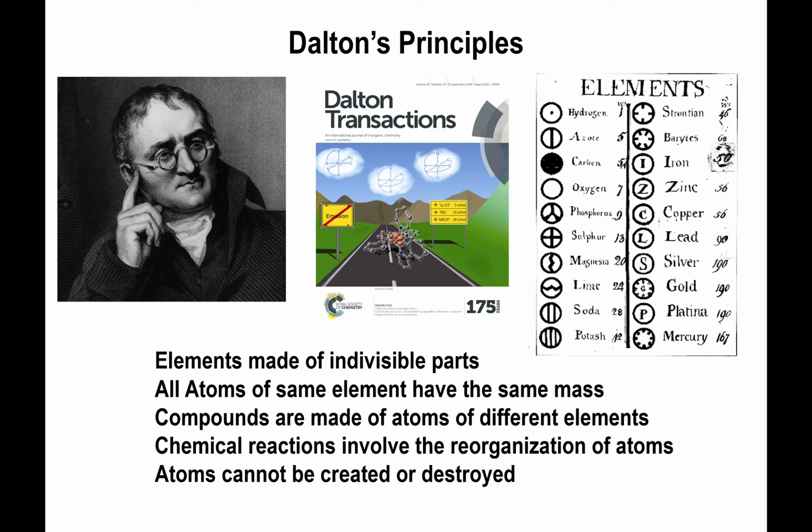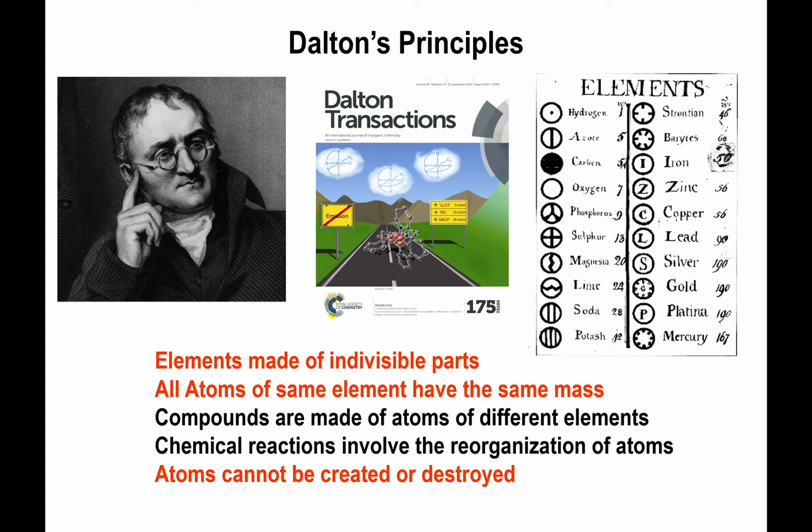that basically tell you that the elements are made out of indivisible parts. Atoms of the same element have the same mass. Compounds are made out of atoms of different elements. Chemical reactions involve the reorganization of the atoms, and atoms cannot be created or destroyed. And I did mention in a previous lecture that actually 3 out of these 5 statements are technically wrong.